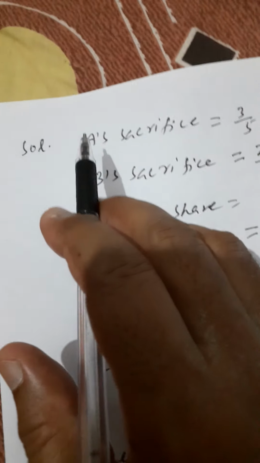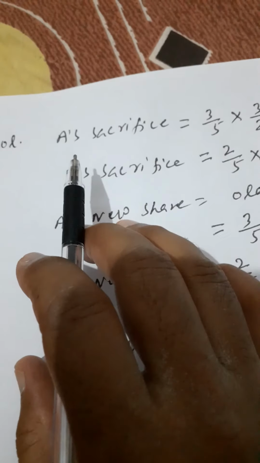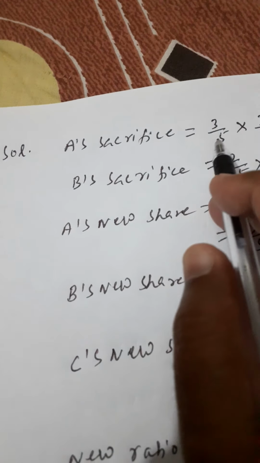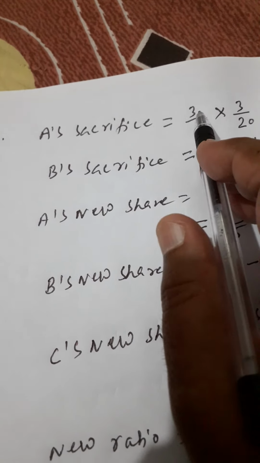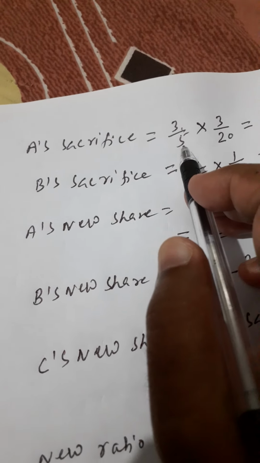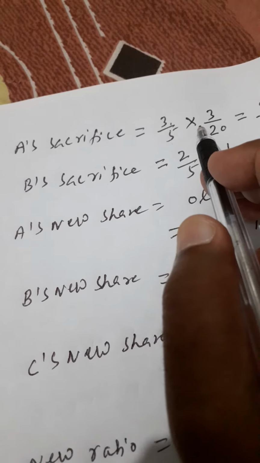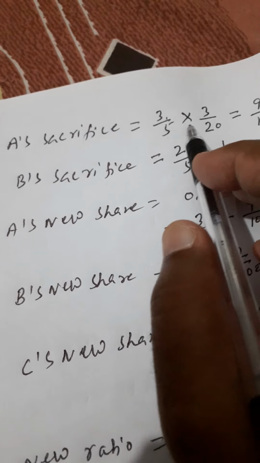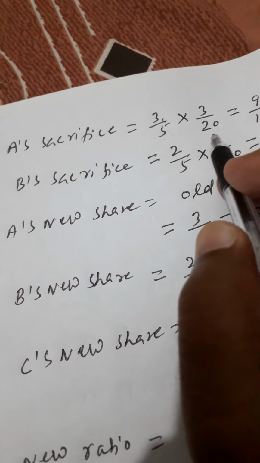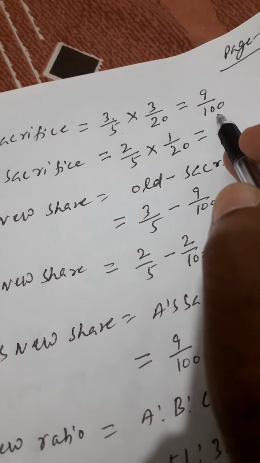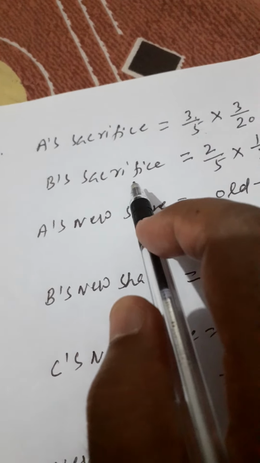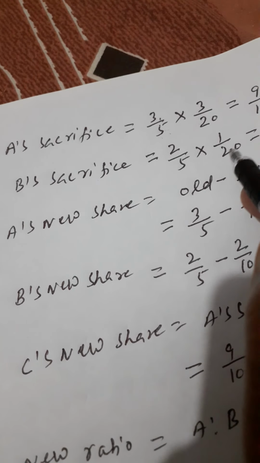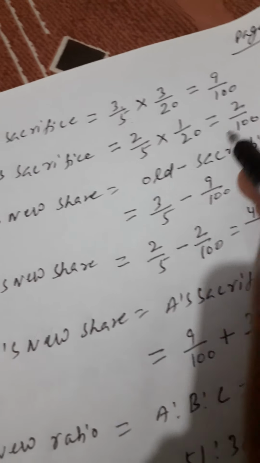Now in this question, what you have to do? You have to first of all calculate A's sacrifice. A's sacrifice will be 3 by 5, his old share, and he is sacrificing 3 by 20th from his old share. So 3 by 5 into 3 by 20, you will get 9 by 100. Similarly, B's sacrifice: B's old share is 2 by 5 into 1 by 20, you will get 2 by 100.